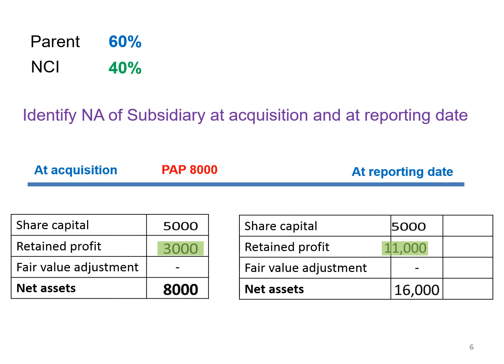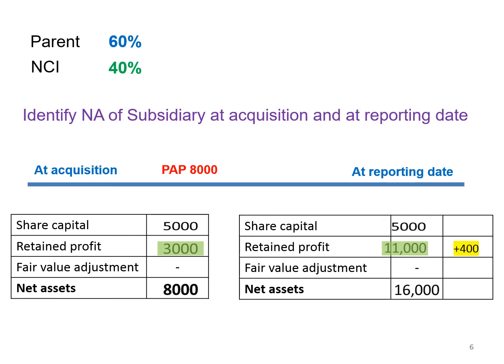Post acquisition profit of Beta means the profit generated by Beta or subsidiary company under the direction and control of the parent company. So after getting the controlling power of Beta under the direction and control of Alpha, Beta company has been able to generate a profit of 8,000. That is what we call post acquisition profit.